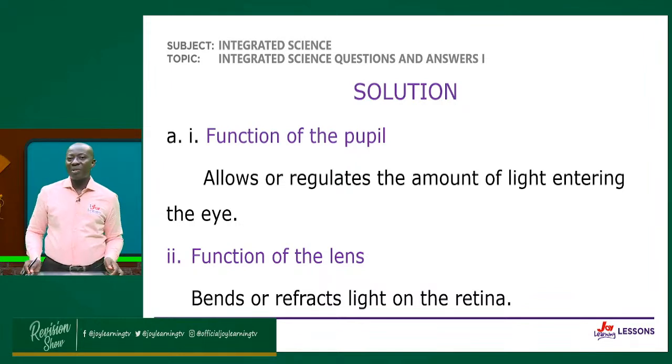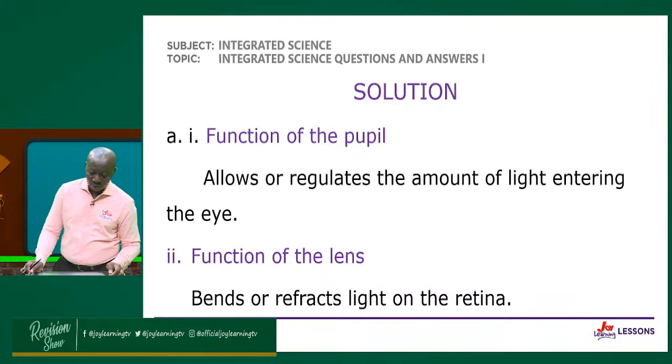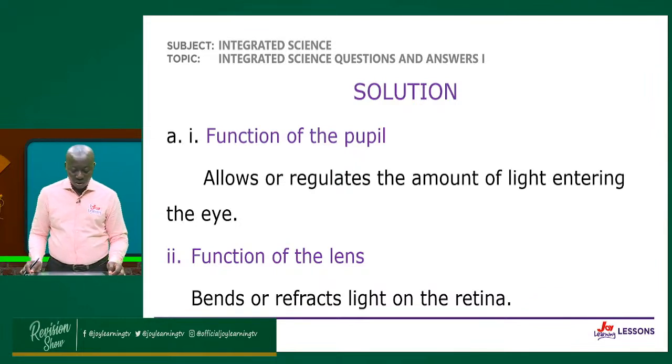So you see that when you enter a place of bright light, you naturally want to squint, you want to close your eye because the light is too bright. What controls how much light enters your eye is the pupil. Now the second part of the question, functions of the lens.